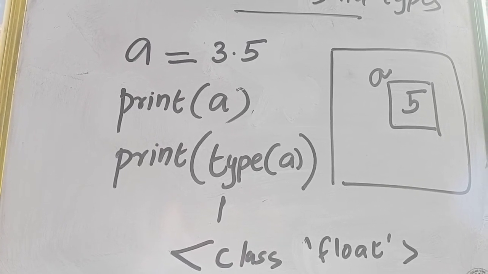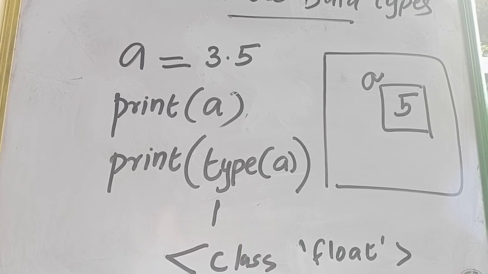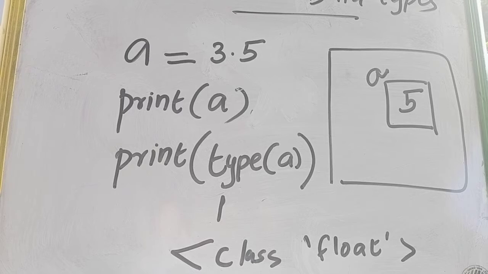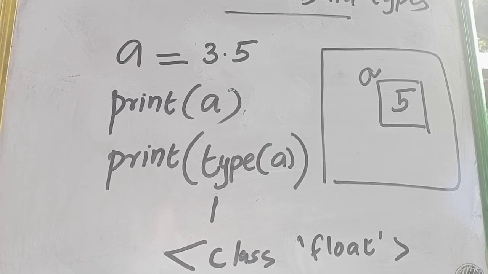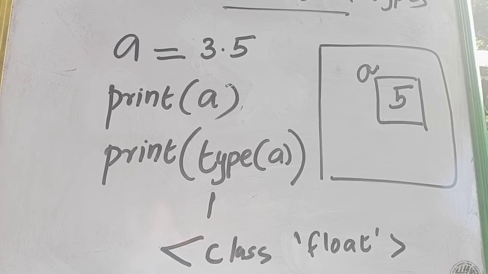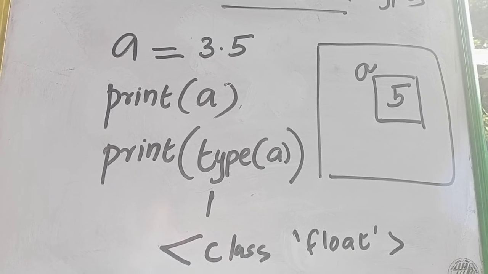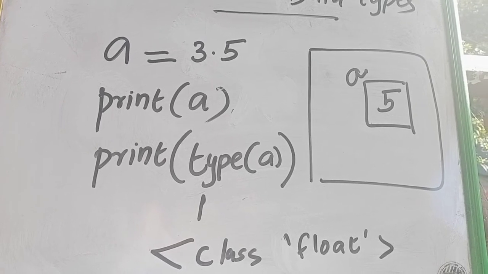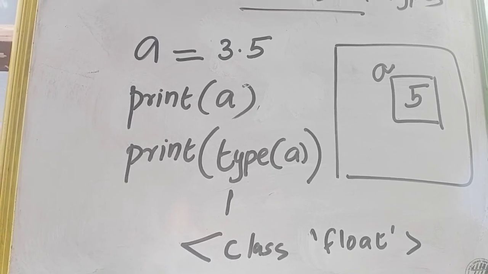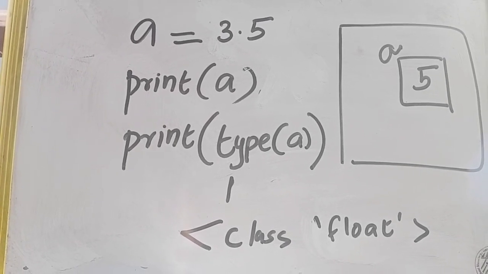We are learning the string, list, tuple, dictionary, everything in the coming chapters. In that time also, whenever you put the type of a particular variable, the answer will depend on it. If it is a list, it will be angle bracket class list. If it is a dictionary, angle bracket class dictionary, like that. It depends upon the value in the particular variable. It will be printing the type.